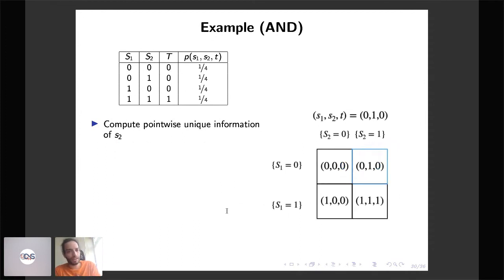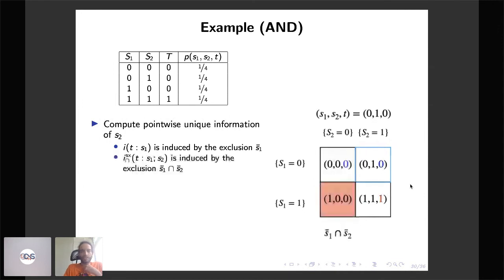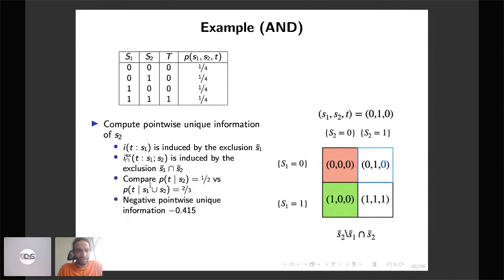And I'm going to work out the unique information for S2. In that case, we said that we have to exclude everything induced by S2, so this part. We have to exclude the first column. If we exclude the first column, the probability that T takes the value 0 is equally likely as the probability that T takes the value 1. After rescaling, it will be half the probability that T takes the value 0. Comparing that with the probability induced by the shared information, which was 2/3, we have a drop in the probability. Then we have a negative unique information.